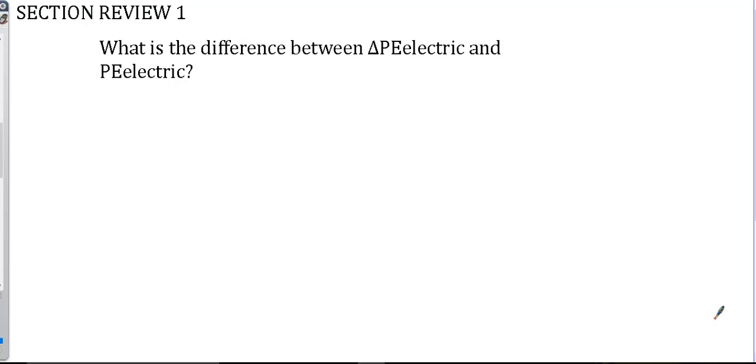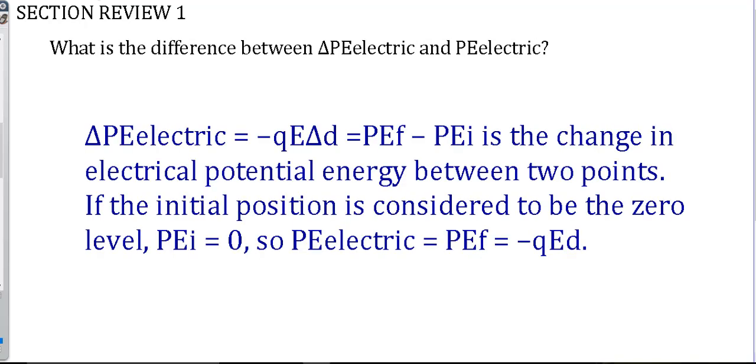Okay friends, today we will discuss electric potential energy, change of electric potential energy. Now the first question from section review says: what is the difference between delta potential energy and the potential energy? When we say delta, delta means a change. So delta potential energy is equal to minus QED, potential energy final minus potential energy initial.